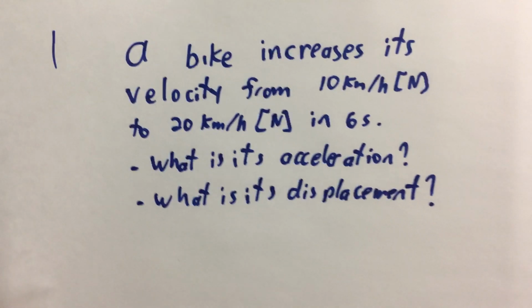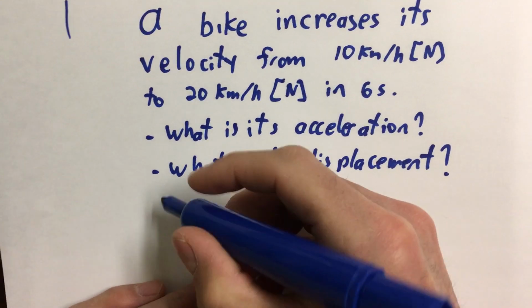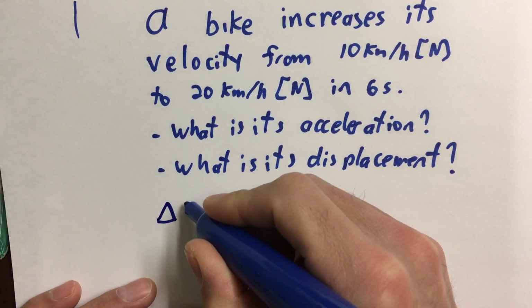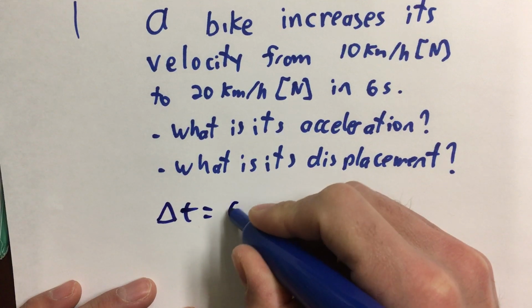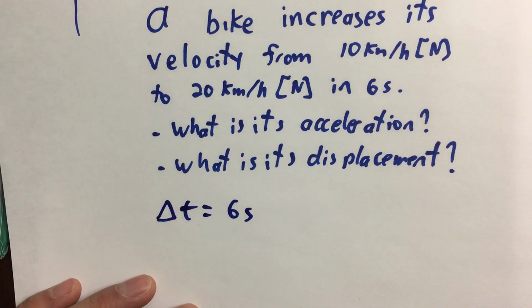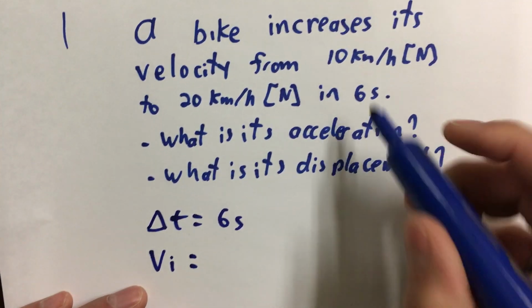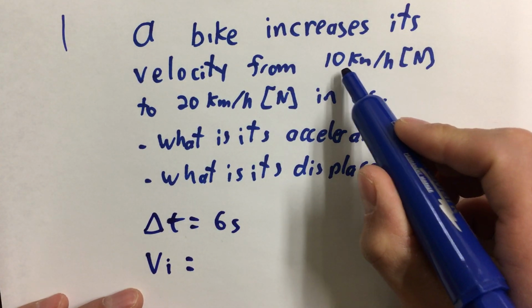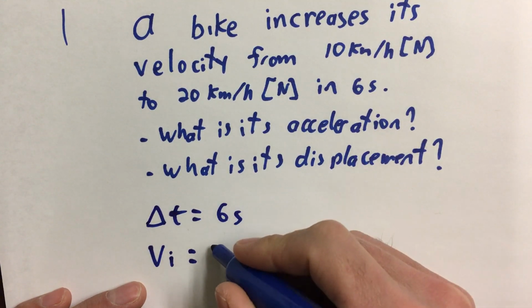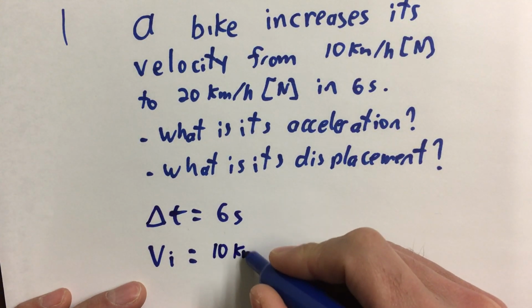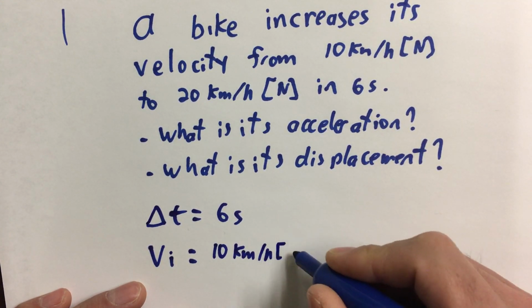So what do we have? We've got time. The amount of time that this has taken is 6 seconds. We also have the initial velocity. It started out at 10 kilometers per hour north. So I'm going to write 10 kilometers per hour north.